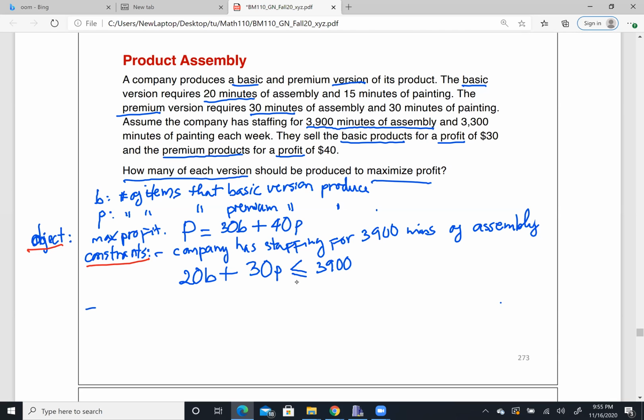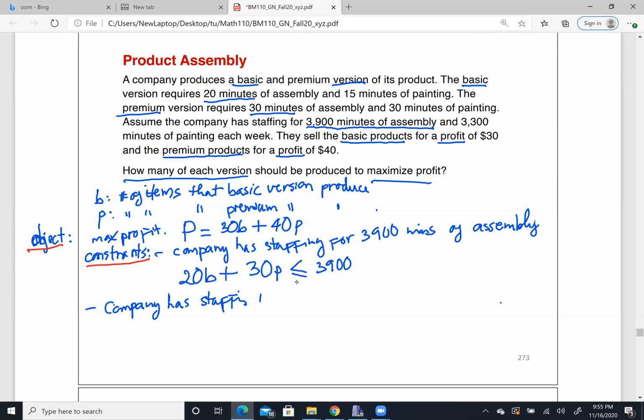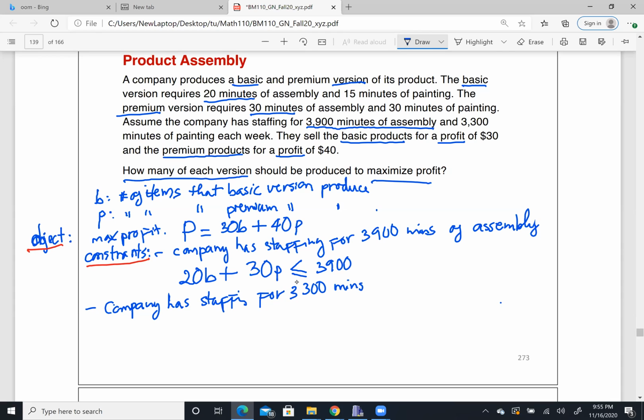The second one says the company has staffing for 3,300 minutes of painting.